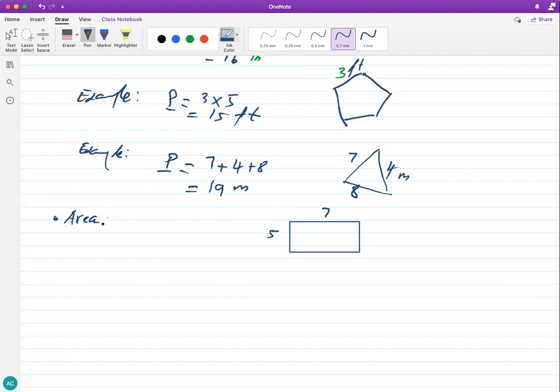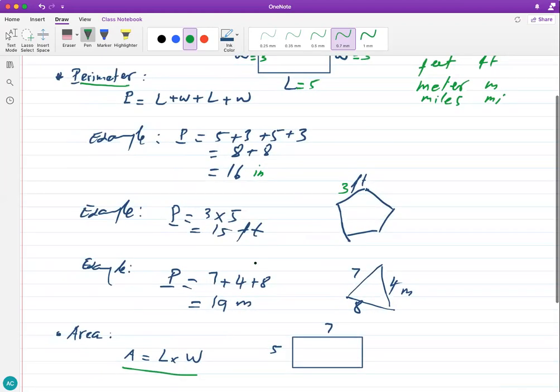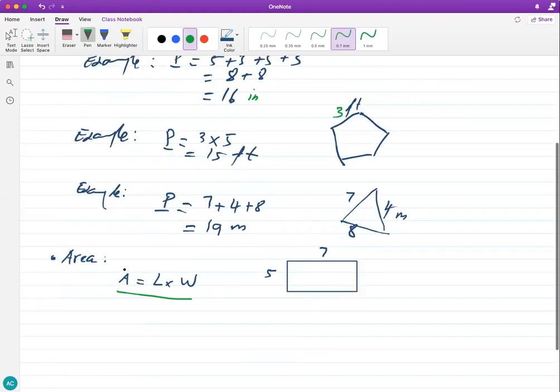Does anybody know what the formula is for the area of a rectangle? Length times what? Exactly. So the area is the length times the width. That's your formula for area, but it only works for rectangles. Okay. Each shape has its own formula for calculating the area.